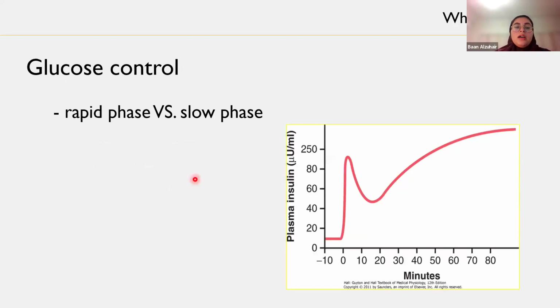Okay, so insulin gets released in two phases, a rapid phase and a slow phase. The rapid phase is the release of preformed insulin, the insulin that you already have in your cells. And the slow phase is the release of newly formed insulin. And this graph explains exactly that. This spike is the rapid increase in insulin from the release of preformed insulin. And then this slower spike over here, the slower rise in the curve, is due to the release of newly formed insulin.